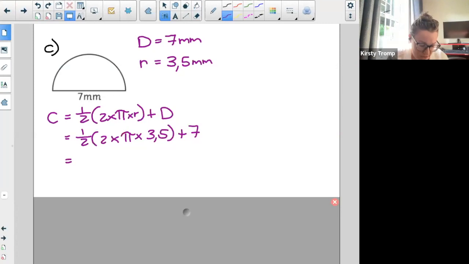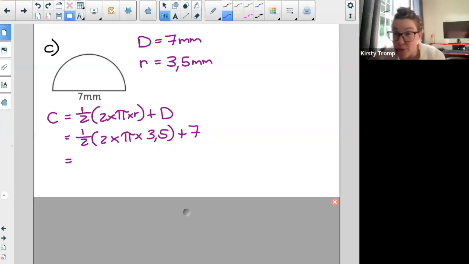Perfect. So I'm just going to double check. I believe you. I'm going to double check on my calculator quickly. Times 3,5 equals plus 7. I get 17,99557, which gives me 18. But maybe somebody can check for me. I get a different answer.